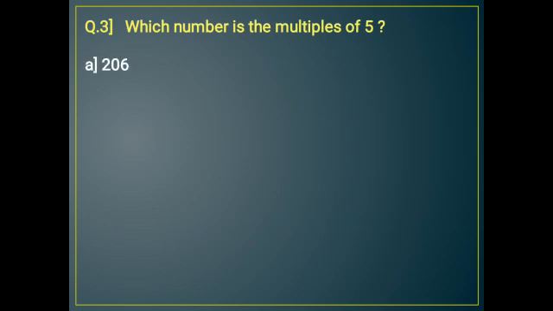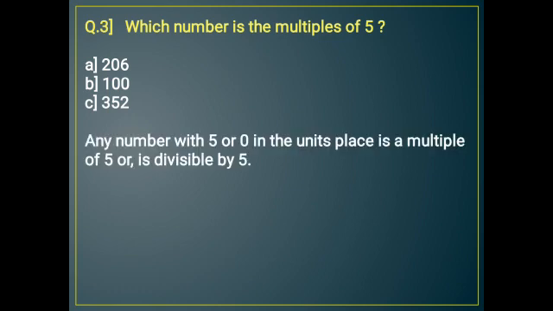Next, which number is a multiple of 5? See here, 206, 100, 352. As we know, we are going to see the units place. Whenever there is 0 or 5 at the units place, we call the number a multiple of 5. You can see in option A there is 6, in option B 0, and option C 2. So we can say that option B is the multiple of 5.